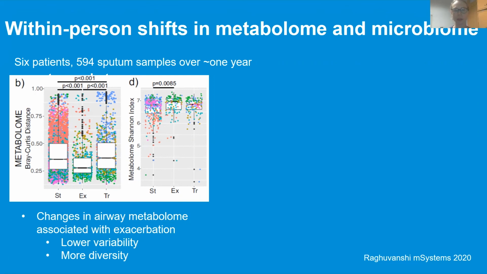In this study of 6 patients and almost 600 sputum samples collected over a year's time, within-patient changes in sputum metabolites were identified with exacerbation compared to baseline. These changes included greater Bray-Curtis dissimilarity at stable compared to exacerbation states, or in other words, more microbial variability was seen in the stable state samples. The second panel shows that the exacerbation samples had greater metabolome diversity compared to stable state.